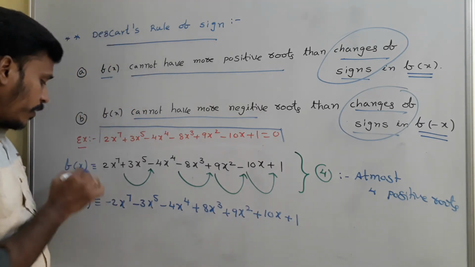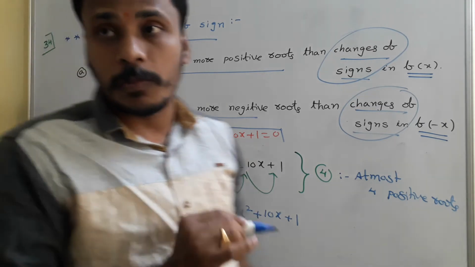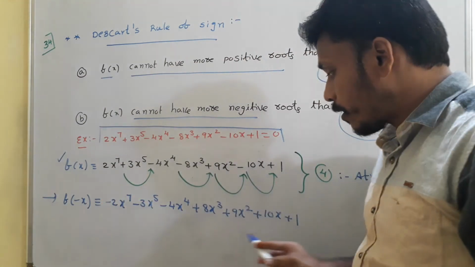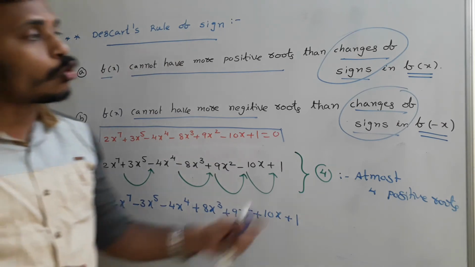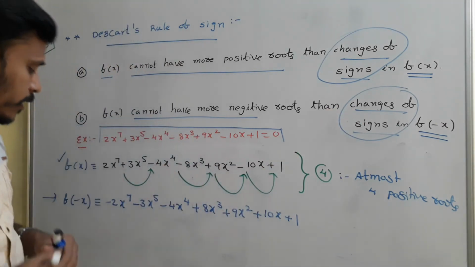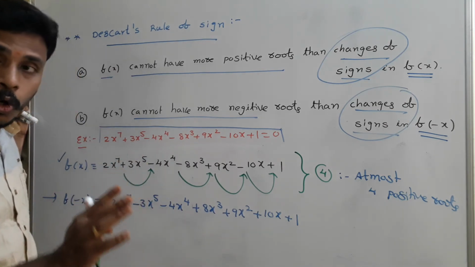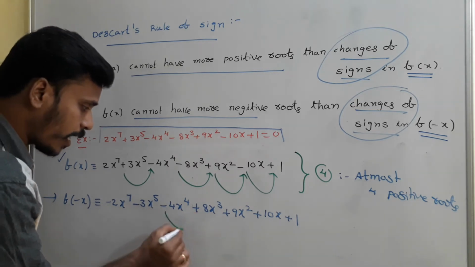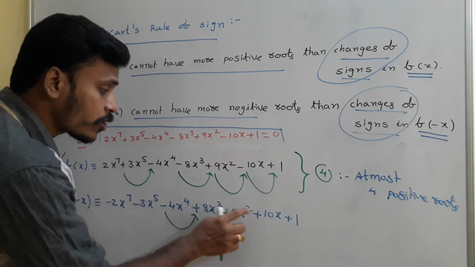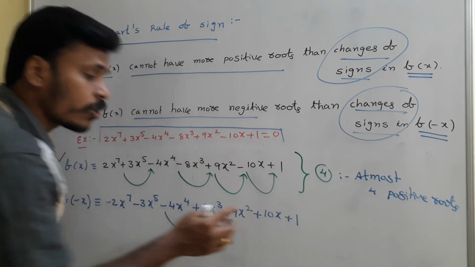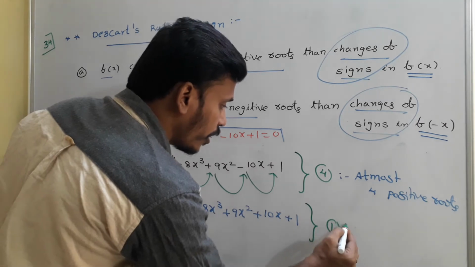Once again, just look there. This is f of x, and I am thinking about f of minus x. You need to replace x with minus x. Simply, if you replace x with minus x, this is f of minus x. And after writing f of minus x, again we need to think about the changes of signs in f of minus x. Look there, minus, no sign change. Minus, no sign change. Minus, plus, so minus to plus, there is one sign change. Plus to plus, no sign change. Plus to plus, no sign change. Plus to plus, no sign change. When you look at this f of minus x, there is only one sign change.